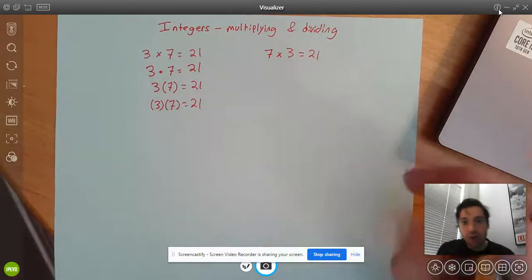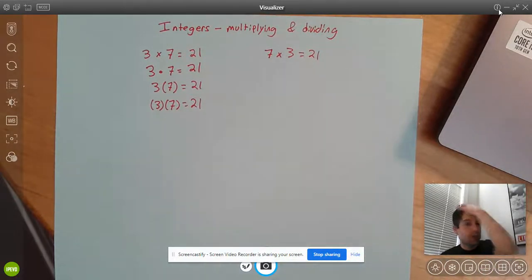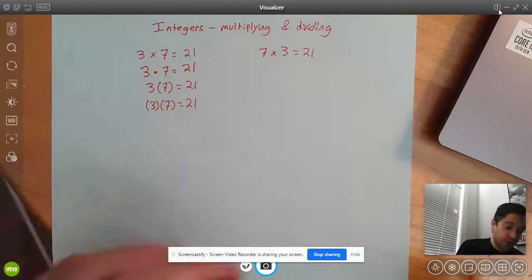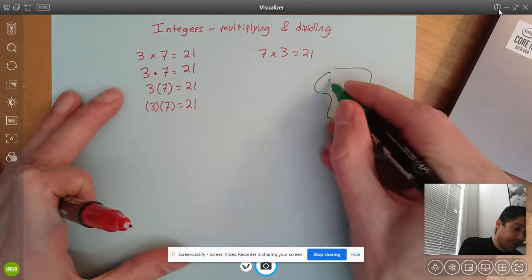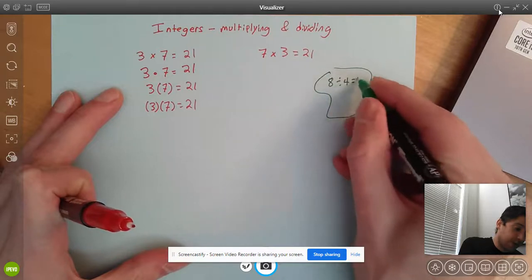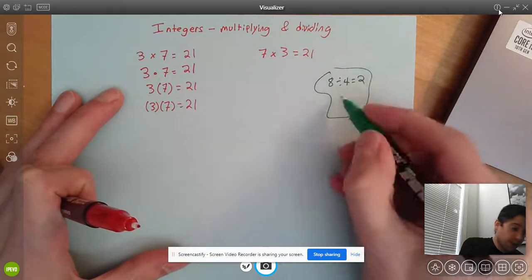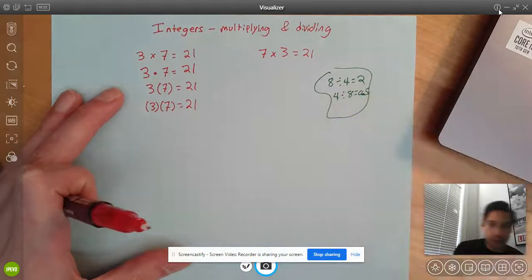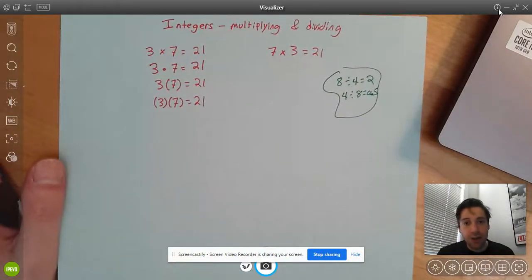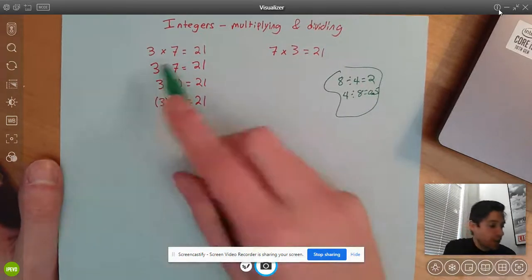It turns out that's not true about division and subtraction. I'll just show you quickly a counterexample. So why isn't it true? Well, 8 divided by 4 is 2, but 4 divided by 8 is 0.5. So division and subtraction do not have that same commutative property that multiplication and addition do. So that's one thing to know about multiplication.